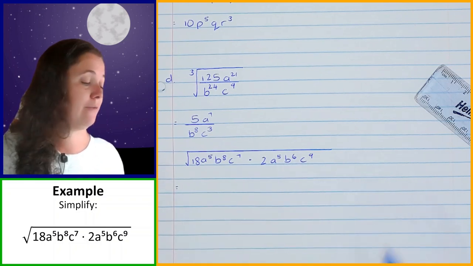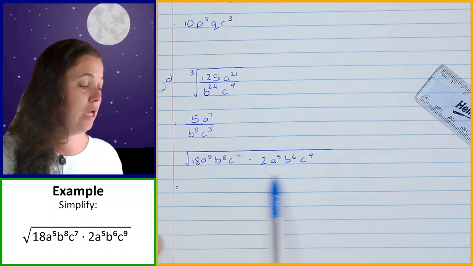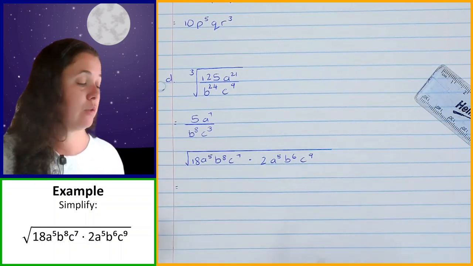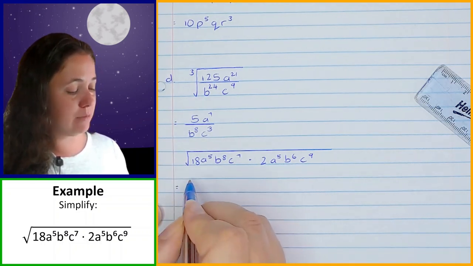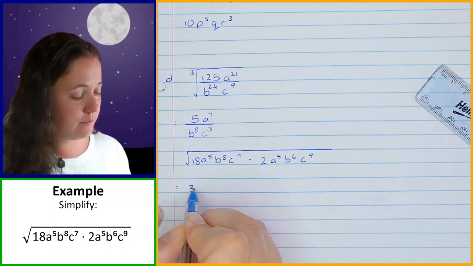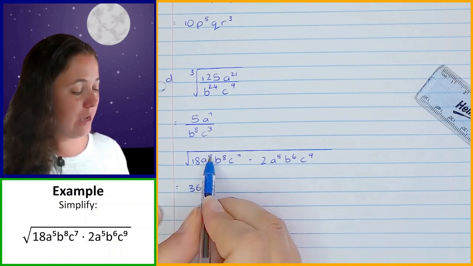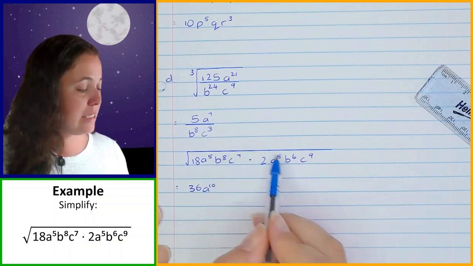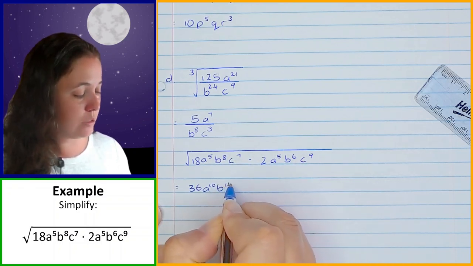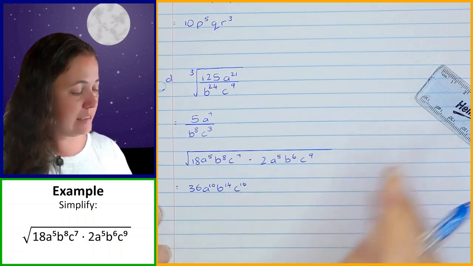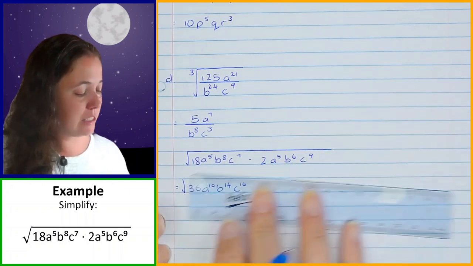So what I'm going to do is I'm first going to simplify what is underneath here by using the law that we already know for multiplying powers with like bases, and then I will find my square root. So I'm first going to simplify. I multiply my numbers together. That gives me 18 times 2 is 36. Then I've got a to the power of 5 times a to the power of 5 is a to the power of 10. B to the power of 8 times b to the power of 6 is b to the power of 14. And c to the power of 7 times c to the power of 9 is c to the power of 16. So this is now what I have to find my square root of.